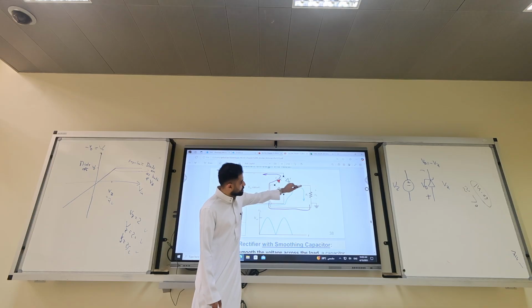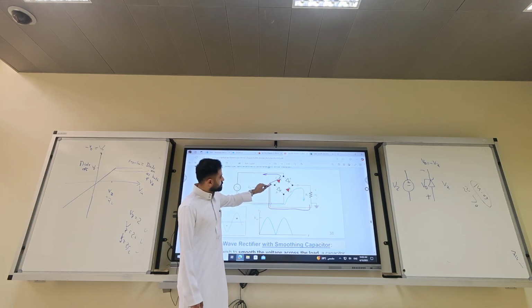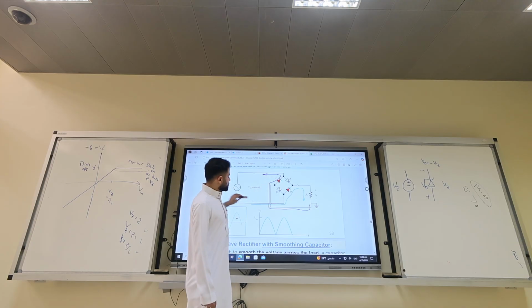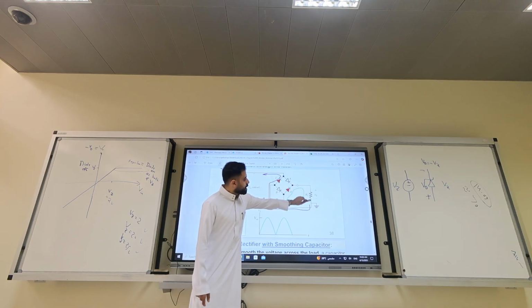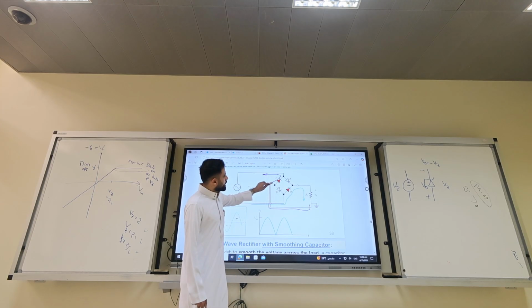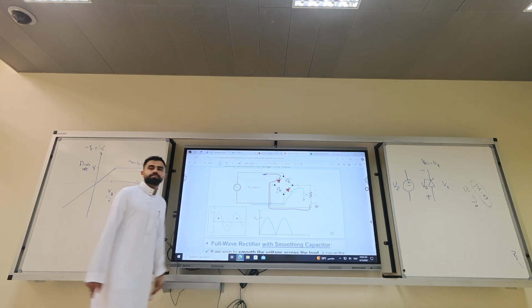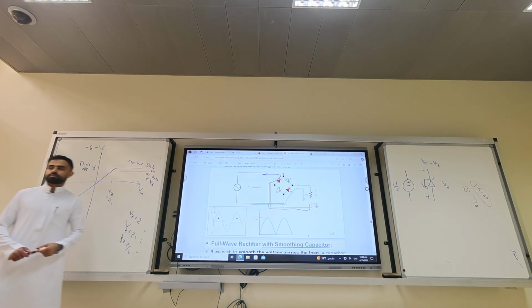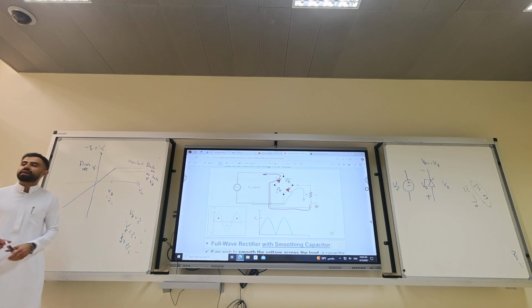It will go here. Oh, they connected the ground to which diode? C. So it will go through D, R load, go back to C, go back to the source. This is another one. No, this is during negative half cycles.